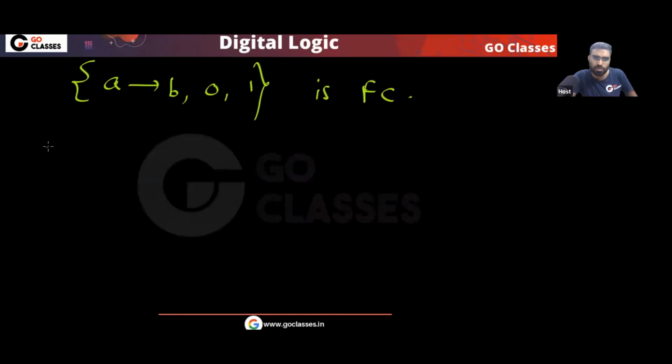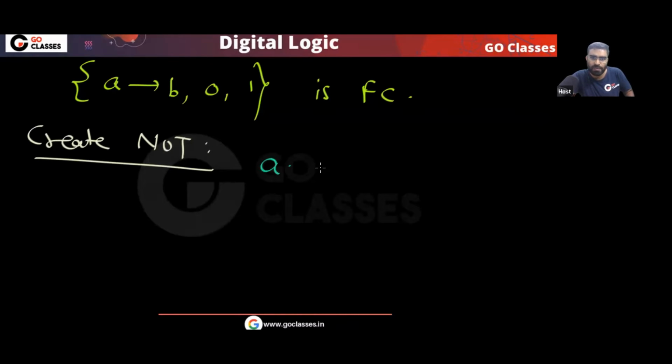For example, how to create NOT? Let me know. How will you create NOT? Tell me. You can put B equal to 0. You can take help of this 0 signal. So you got NOT.